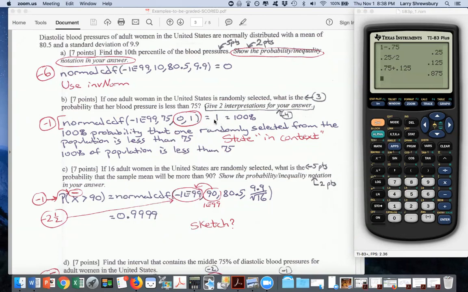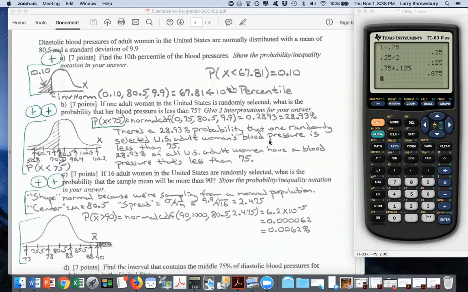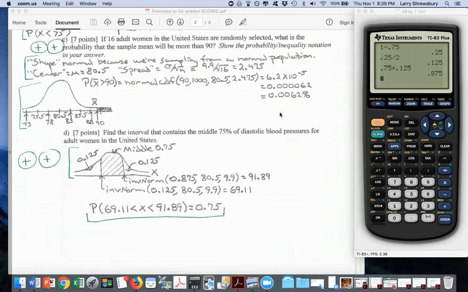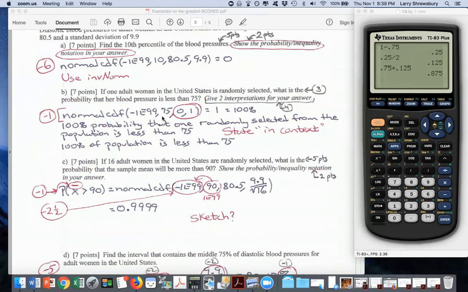Now it says give 2 interpretations. Well, you know they got it wrong. Probability that one randomly selected from the population is less than 75. 100% of the population is less than 75. Now compare that interpretation with the good one. Do you see, this one is in context. It's explaining it in the context of the problem. That's what I expect to see, not some generic interpretation like this. This is just being lazy. You want to be able to put it into words so anybody can understand it, especially because you've got a context, so you put it in context.